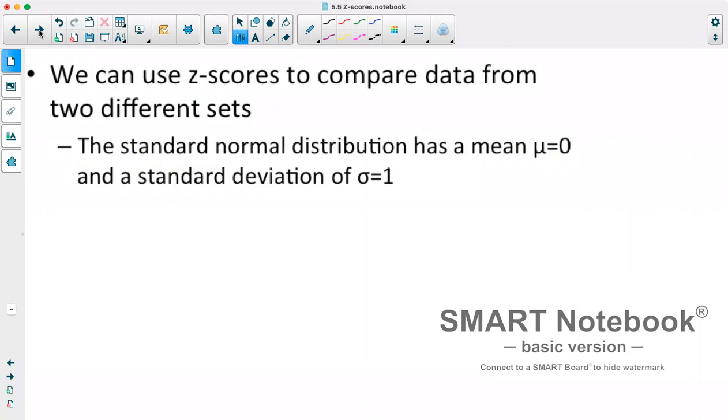Now, our standard normal distribution has a mean of 0 and a standard deviation of 1. However, that would be our standard normal distribution. We'll have ones that are not normal, where our mean is a different value and our standard deviation is a different value.